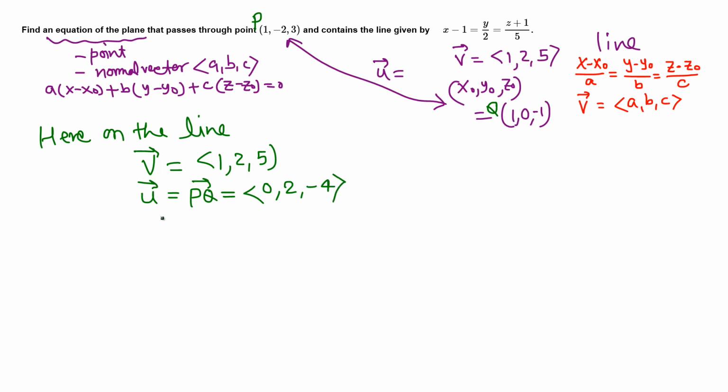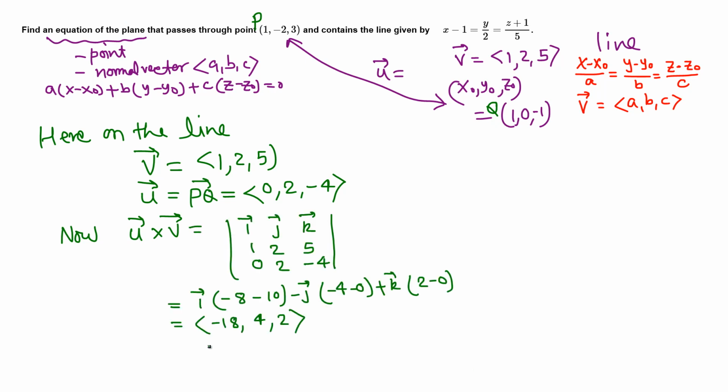So we found two vectors on the plane. Now we find their cross product, u cross v or v cross u. That will be normal to the plane. Let me find this cross product here. The cross product is negative 18, 4, 2. So this is one of many normal vectors to the plane. In fact, any constant multiple of this vector is also normal. So we can divide by 2 and make it simpler, if we like.